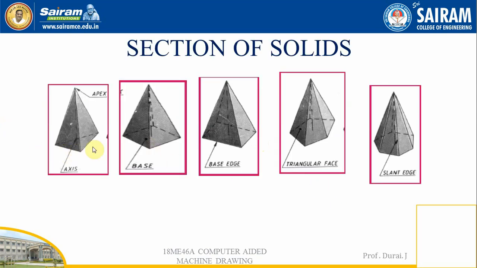There are different solids. Here the base is a triangular base, so a triangular pyramid, and a square pyramid, and a rectangular pyramid, as well as a pentagonal pyramid, and here it is shown as 1, 2, 3, 4, 5, 6, so a hexagonal pyramid. These are all the pyramids.